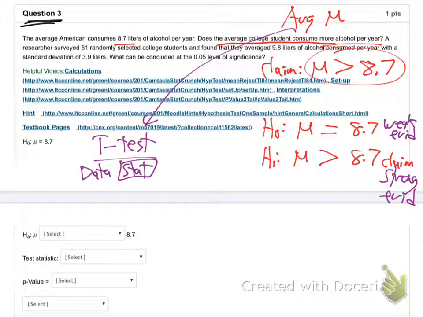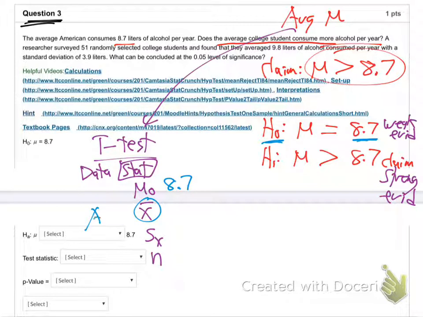So when you select stat, then you have mu 0, x bar, s sub x, and n. Kind of a lot of stuff. So what do you think the mu sub 0 is? What is the 0 always supposed to remind you of? The number by the H0, the null number, the 8.7. Good so far? What's the x bar?